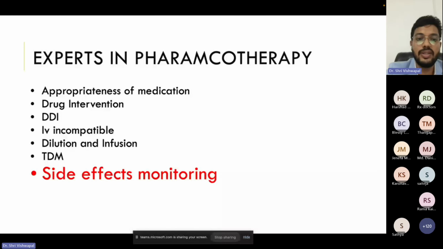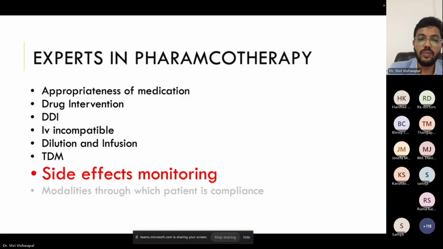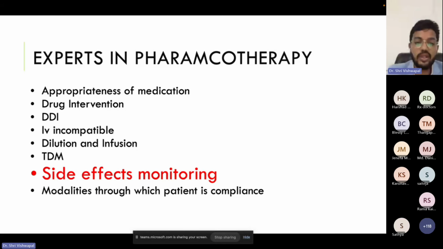So whenever any drug is given to the patient, if a patient is experiencing any kind of adverse event, look into whether any of the drugs causes the side effect. If the drug has caused a side effect, based on risk benefit ratio, you can decide that this drug can be stopped or changed, or any other supportive measure is necessary. Also the modalities through which the patient complains are looked into.